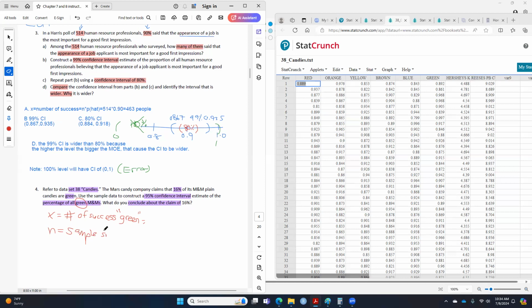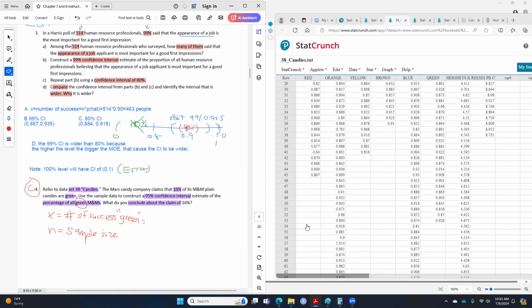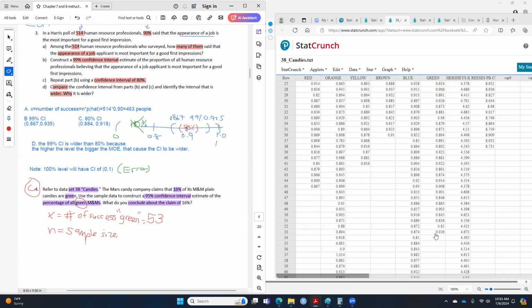In order for us to find how many green colored M&Ms, you don't add these numbers, because this belongs to a categorical variable. You have to figure out the count. So look at the green section. If you scroll all the way down, there are 53 green candies. Again, let me repeat: how many green candies in this data set? You don't add these numbers. Those are the weights. Weight is not categorical, weight is quantitative. So you have to go all the way down to the green. The last number here is 53. Then that is 53 green.